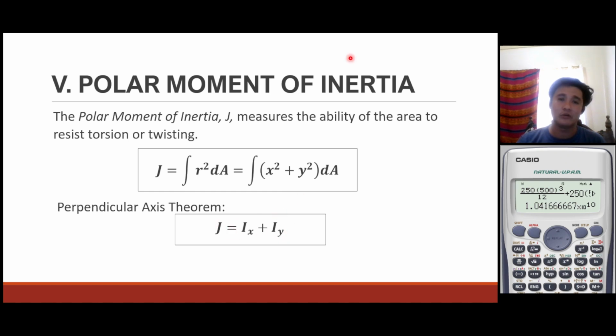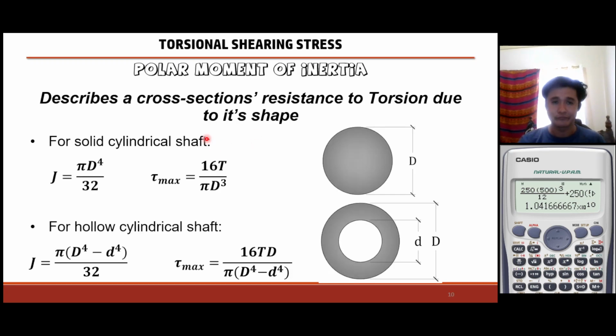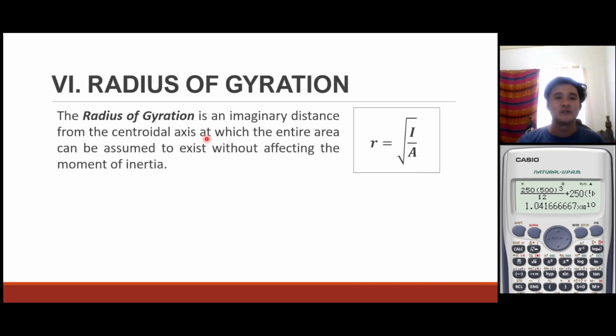Okay? So, polar moment of inertia, it is the ability of the area to resist torsion or twisting. Okay? Yan yung na-discuss natin sa torsion, discussion natin sa torsion in the past. Okay? So, radius of gyration, pang-anim na property ng area is radius of gyration.